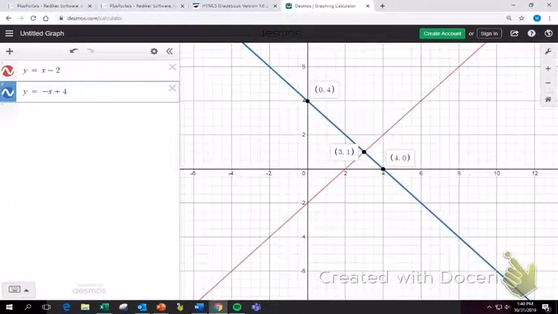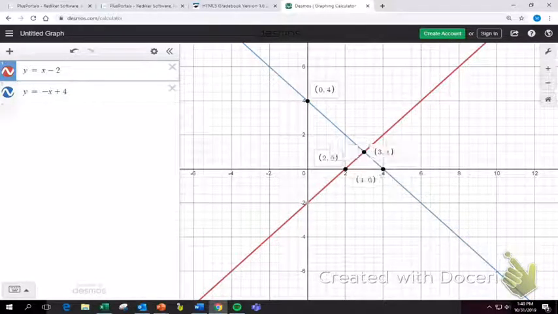Now, what about the red line? Javon, we've already got 3, 1. What are some other points on the red line? 2, 0. All right, 2, 0. I like it. It's below the point. And then 4, 2. 4, 2. Love it.